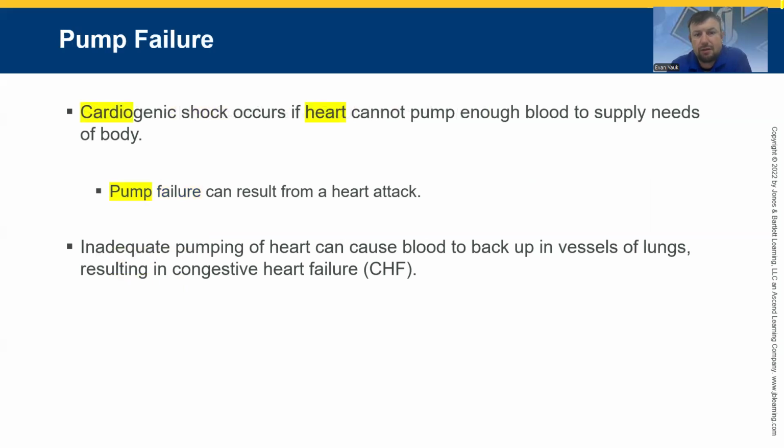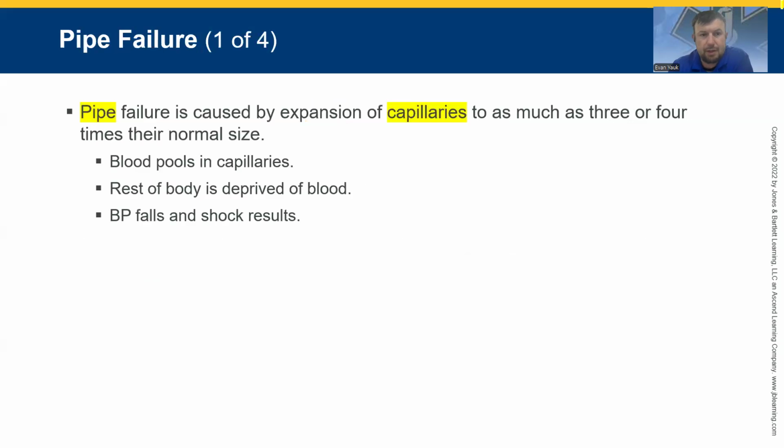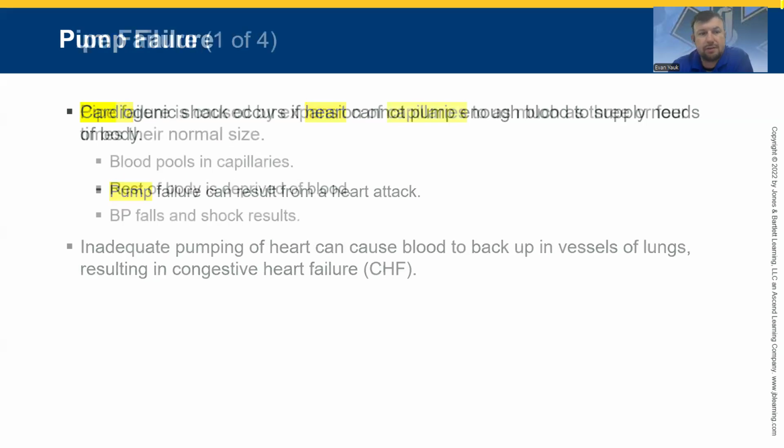Cardiogenic shock occurs if the heart cannot pump enough blood to supply the needs of the body. Pump failure is a result of a heart attack. Inadequate pumping of the heart can cause blood to back up into the vessels or lungs, resulting in congestive heart failure, CHF. I'm not going to go that deep. If you move on to EMT, we will go deeper into what CHF is.